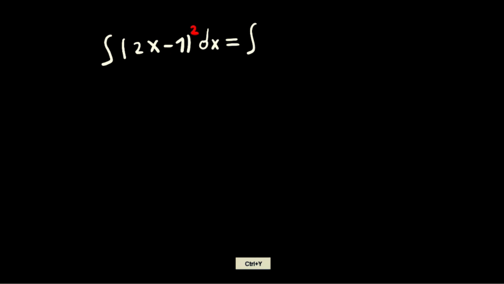Now, what about this one? What's the antiderivative of 2x minus 1 squared, dx? What would you do in this problem? The best thing to do is to FOIL this expression. 2x minus 1 squared is 2x minus 1 times 2x minus 1.